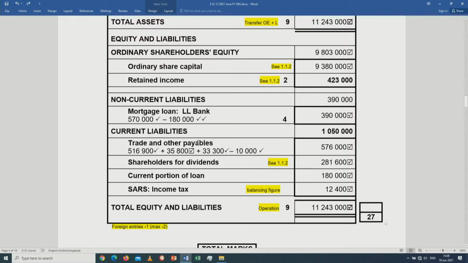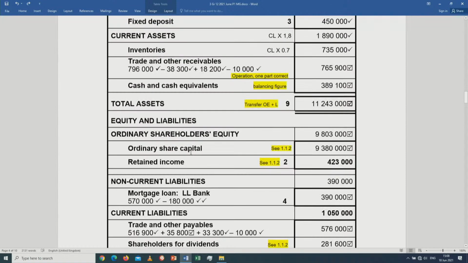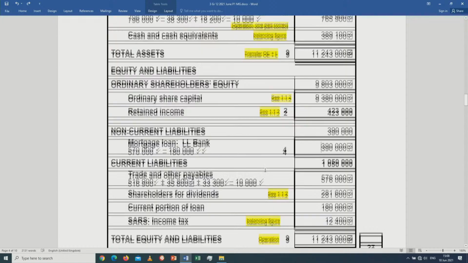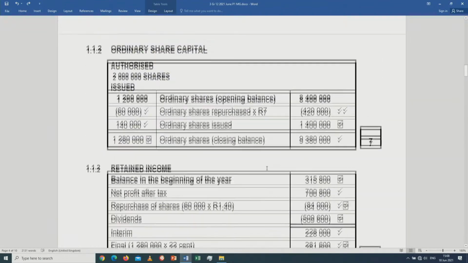And then trade and other payables, 516 for creditors control, 35,800 as calculated, and then plus 33,300 and then minus 10,000. So we also have to mark that.